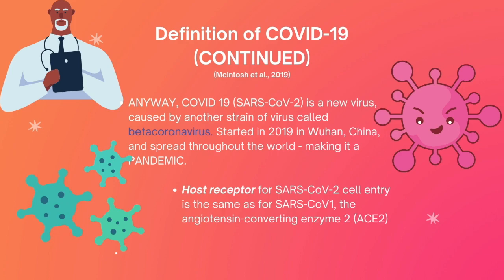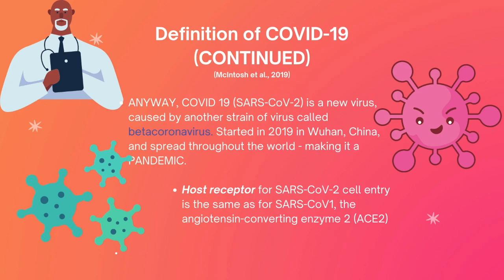Anyway, COVID-19, which is SARS-CoV-2, is a new virus caused by another strain of virus called the beta coronavirus, just like MERS and SARS-CoV-1. It started in 2019 in Wuhan, China, and it spread throughout the world, making it a pandemic. So this was named by the Coronavirus Study Group of the International Committee on Taxonomy of Viruses.